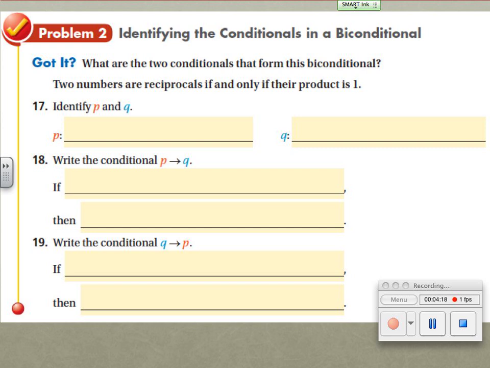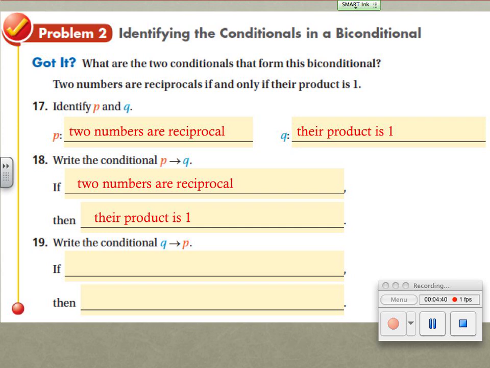Now let's see how to identify conditionals in a biconditional. What are the two conditionals that form this biconditional? Two numbers are reciprocals if and only if their product is 1. So our P value is two numbers are reciprocals. Our Q value is their product is 1. So we're going to first write the conditional, P implies Q. If two numbers are reciprocals, then their product is 1.